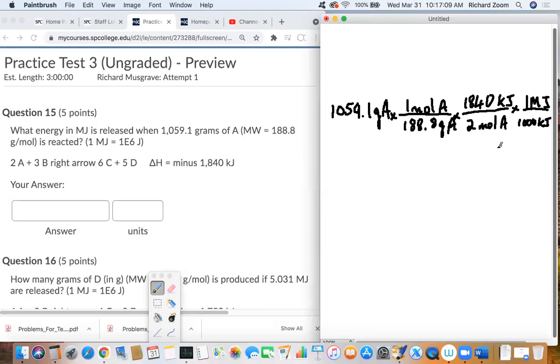Does anybody have any questions about that conversion there? How I'm getting that, based on the conversion I have here and the known conversion of kilojoules to joules? You're all okay with that, huh? All right.